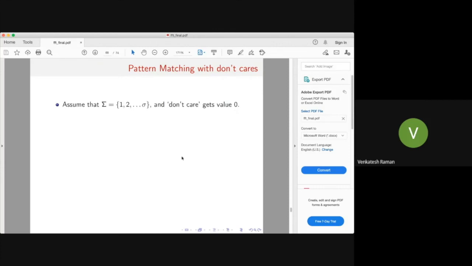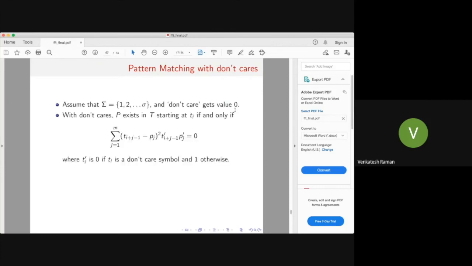You add this value 0 for don't care, and now you change this equation: P exists in T starting at Ti if and only if this difference squared times, in fact I can forget the primes here, just t_{i+j-1} p_j, sums to zero. So what does that mean? If the characters match, you will get a 0. Or if any of them is a don't care symbol, you get a 0, because this product will be killed anyway. And that's what we want, because if you have a don't care symbol either in the text or pattern, we want to say that there is a match.